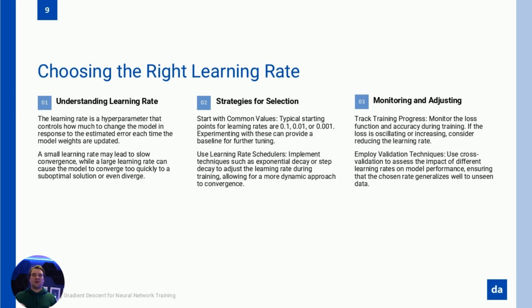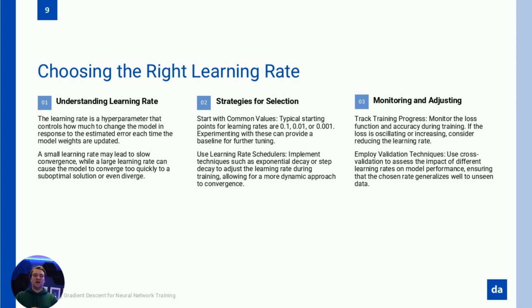So how do you choose the ideal learning rate? Here are a few tried and tested strategies. Start with common values. A good starting point is often 0.1, 0.01, or 0.001. Experimenting with these values can give you a baseline for further fine-tuning. Use learning rate schedulers. Techniques like exponential decay or step decay adjust the learning rate dynamically during training. For example, exponential decay gradually reduces the rate over time, allowing for finer adjustments as the model approaches convergence.